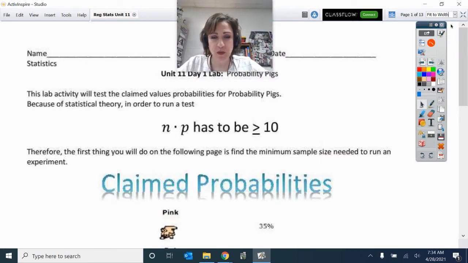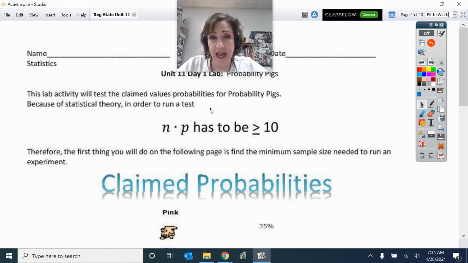So what happens is we have got these cute little itty bitty pigs right here, okay? And of course, they are going to land very differently every single time. It's not like a regular die, which we expect to be 1/6 of the time on the ones, 1/6 of the time on the twos, and so on. So we're going to test the claimed probabilities for this.